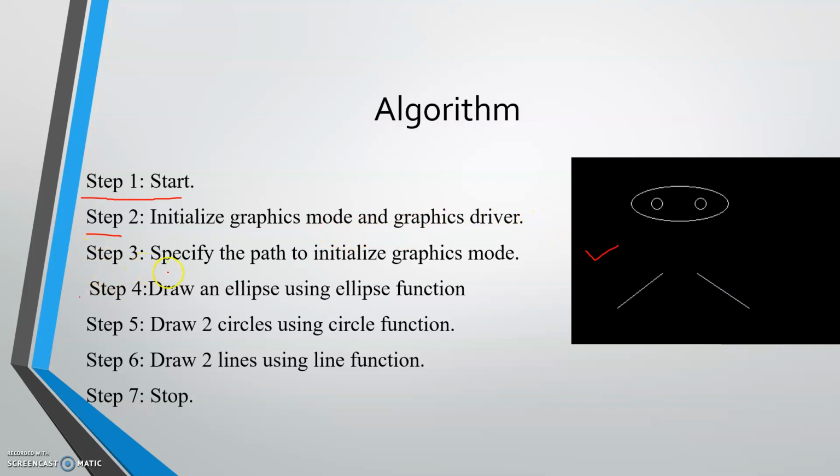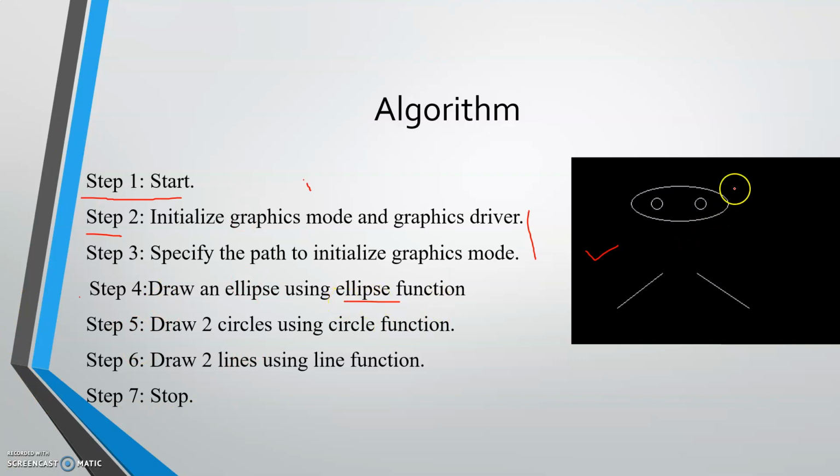Step 3 is to specify the path to initialize graphics mode. Still, here in the program, what have we done? We have initialized GD, that is, we have written int GD, GM, and we have used the detectgraph and initgraph functions. Then our step 4 is to draw an ellipse using the ellipse function.